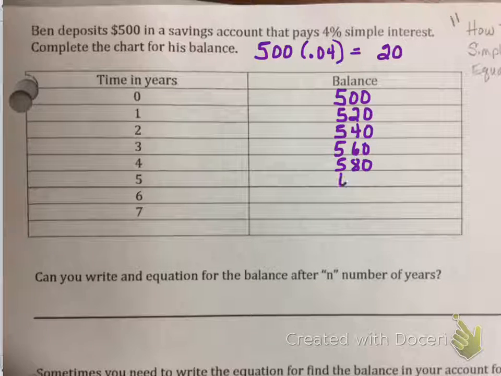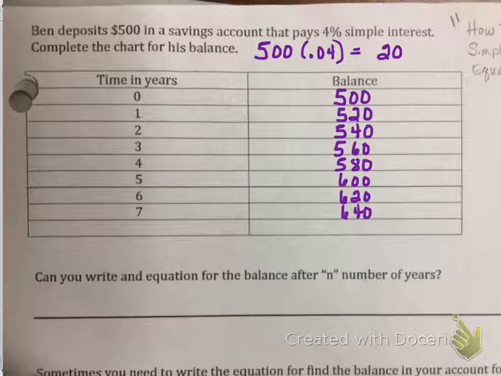So simple interest is not actually how most banks calculate interest. Most banks calculate interest using something called compound interest. But in our textbook, we're going to start with simple interest because that may be something that you see in the future. And it also tells us a little bit of a different type of equation that we would get.